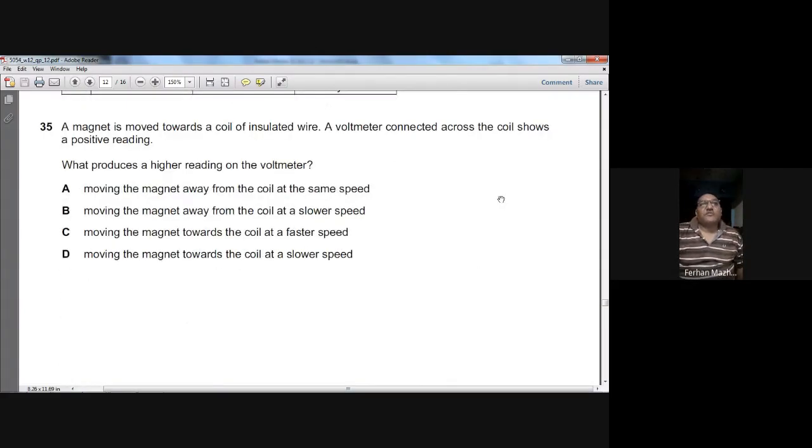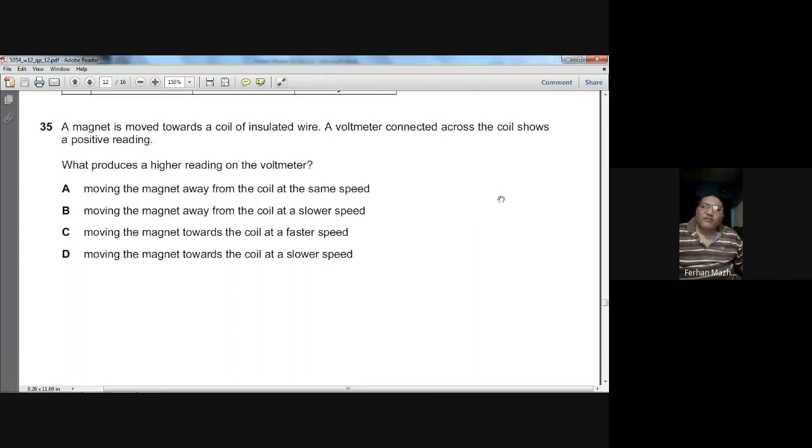Okay, on your screen, question number 35. A magnet is moved towards a coil of insulated wire. A voltmeter connected across the coil shows a positive reading. What produces a higher reading on the voltmeter? You know, if you are moving a magnet near a coil, due to the motion of that magnet, EMF is induced in the coil. So how can you increase the reading of the EMF produced in the coil?